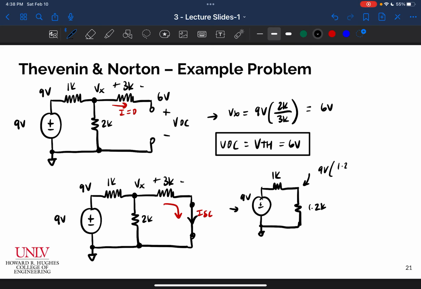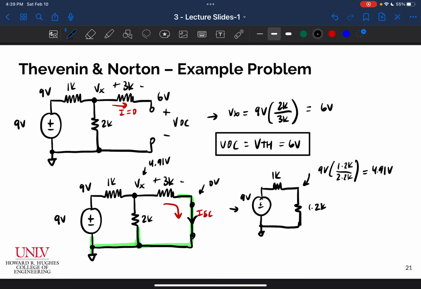And so I can determine this voltage very easily using a voltage divider. 9 volts times 1.2K divided by 2.2K. That gives me, let's see, 9 times 1.2 divided by 2.2, 4.91 volts. Okay, now that I know that this Vx is 4.91 volts, I can determine the short circuit current very easily because I know this is 0, right? My entire node here, this ground node, is at 0 now that I have a short there.